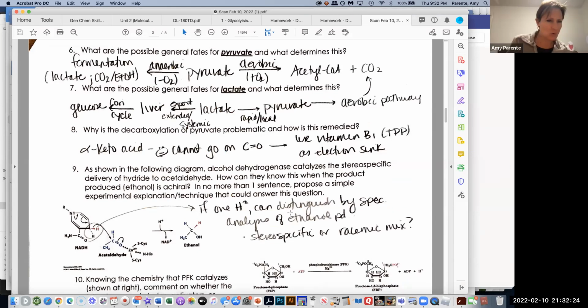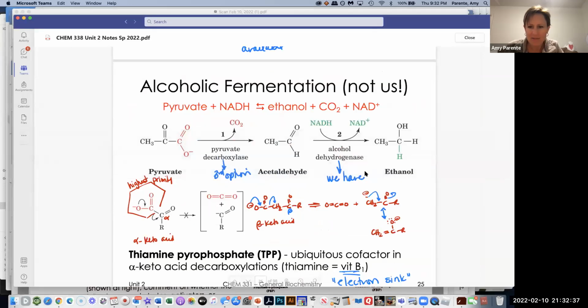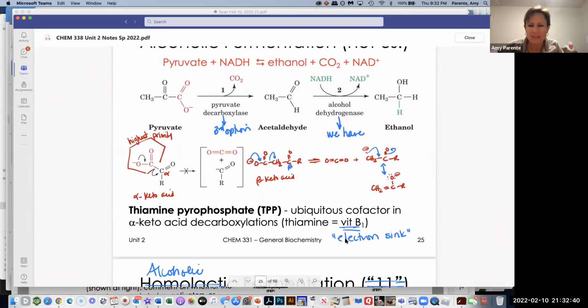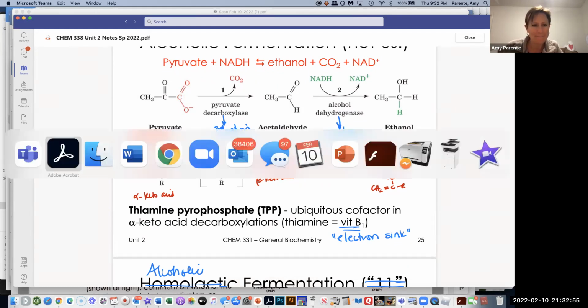So that addresses why the decarboxylation of pyruvate is problematic. So how is it remedied? Well, we use vitamin B1, and we didn't go through a lot of the details, but it's what we call an electron sink. This B vitamin actually serves as a repository where those electrons can get stabilized. That's why we call it an electron sink, but we didn't look at anything mechanistically about how that happens. Okay.